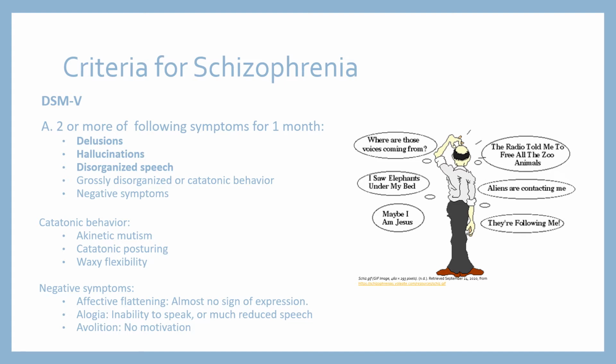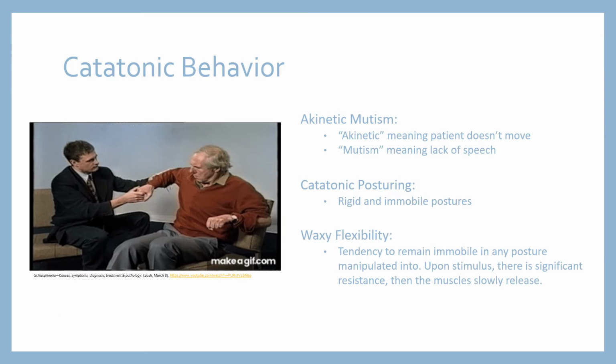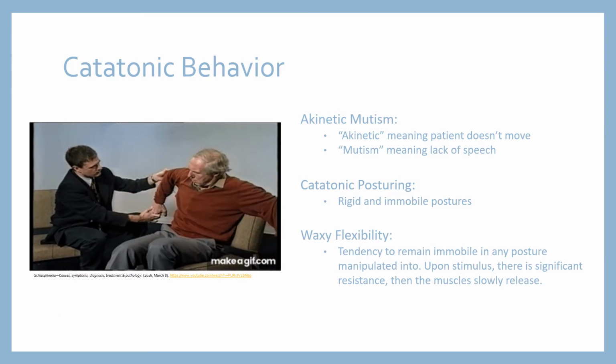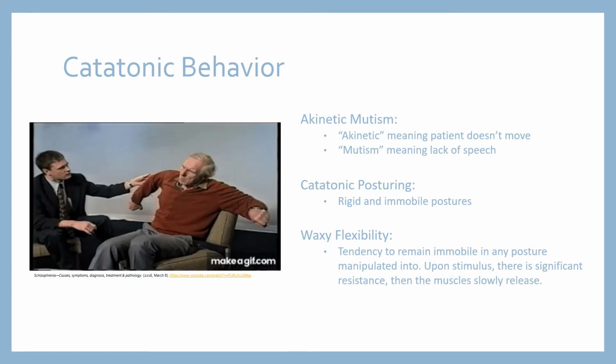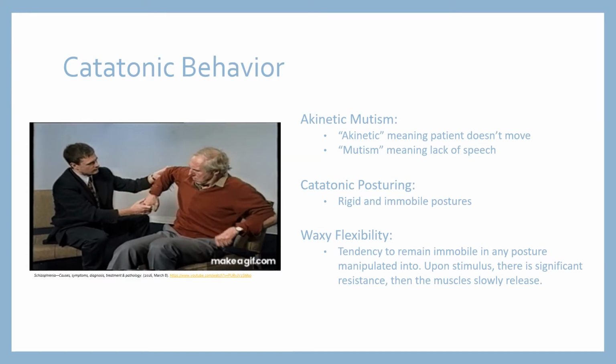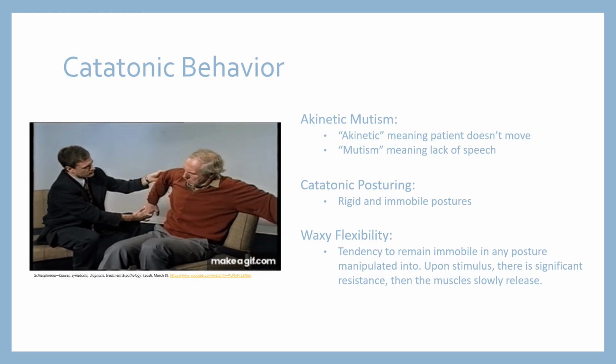The catatonic and the negative symptoms are the last two. Catatonic behavior includes three types: akinetic mutism, catatonic posturing, and waxy flexibility. In terms of negative symptoms, we have affective flattening, alogia, and avolition, and we will cover these in the next few slides. So the fourth symptom, catatonic behavior, is a series of symptoms that involves lack of movement or communication overall. And we will describe three of these.